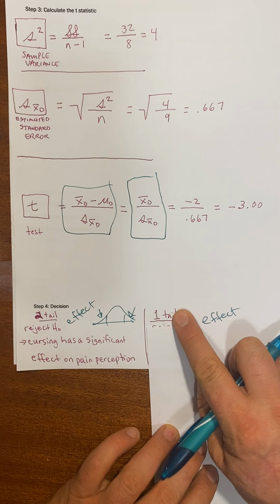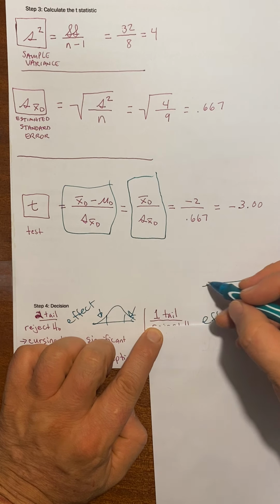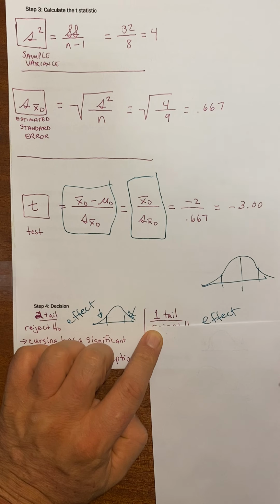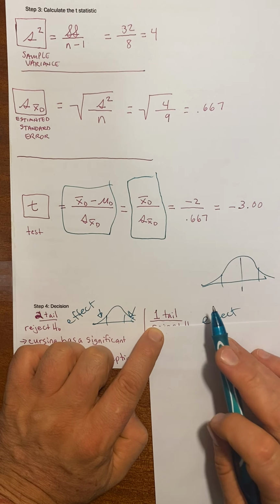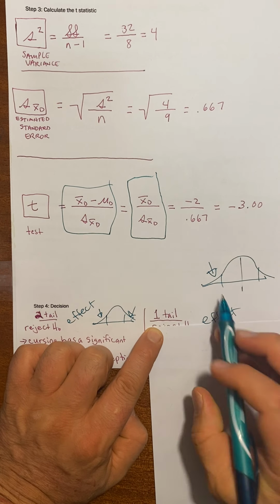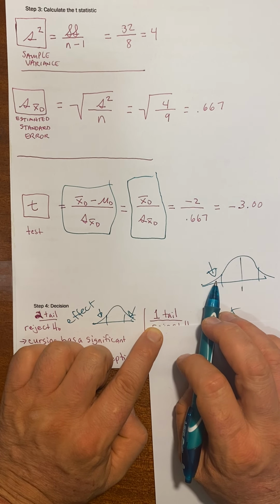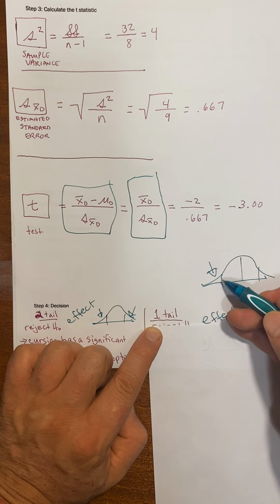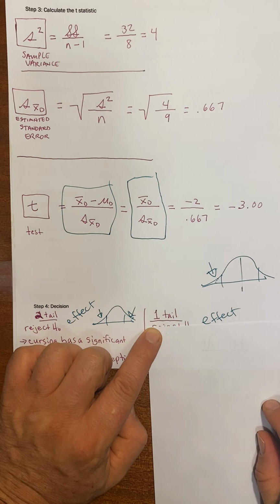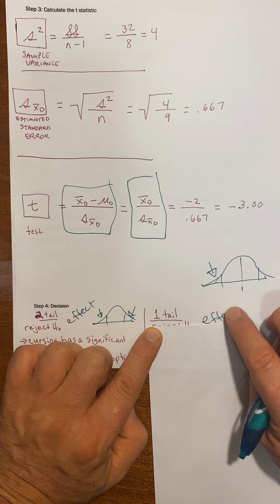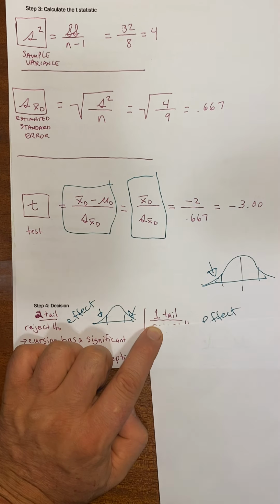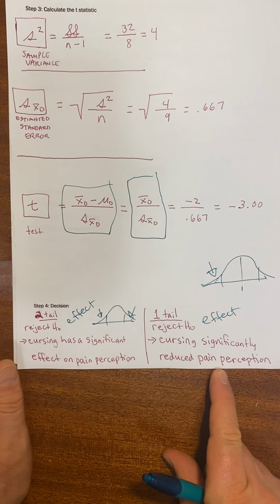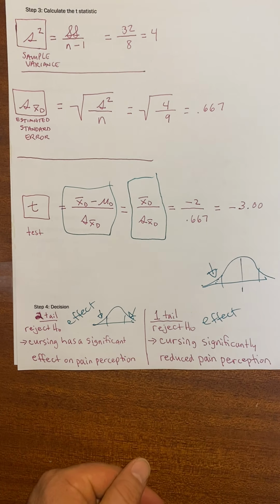For the 1-tailed test, when you go to make your prediction about where you're going to find your t, we are predicting that it's going to be in one of these 2 different tails. In this case, we predicted that it was going to be in this tail, that the pain perception was going to go down if the participants got to swear. So we were figuring that the t was going to be in here. Because that's the case, and you found that yes, it was an effect and the t was there, the way you're going to conclude that is you're going to say that cursing significantly reduced the pain perception of the participants.